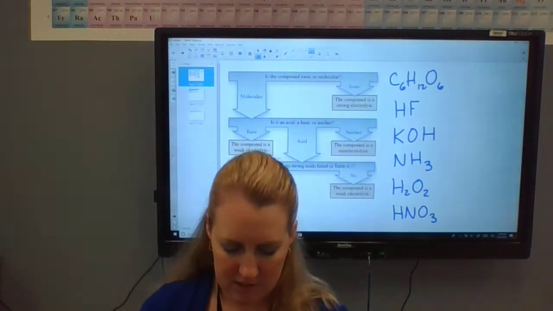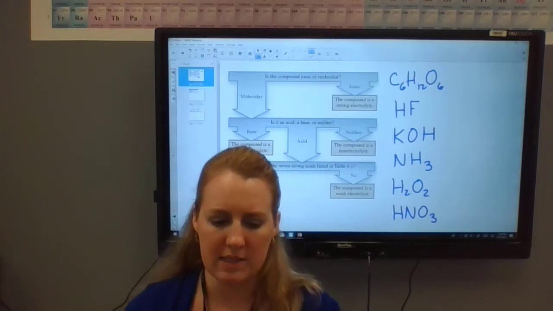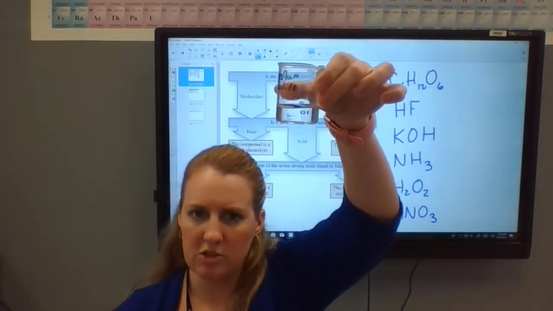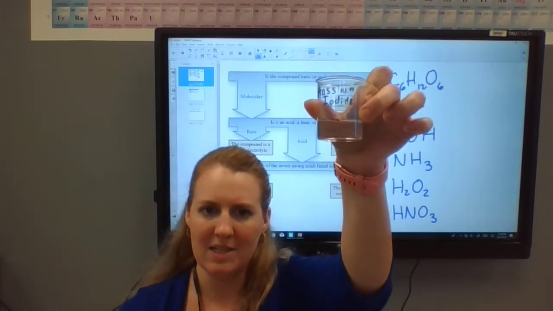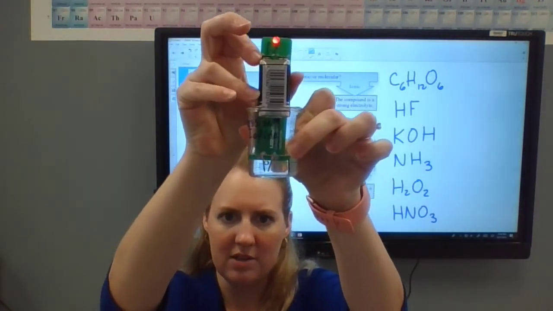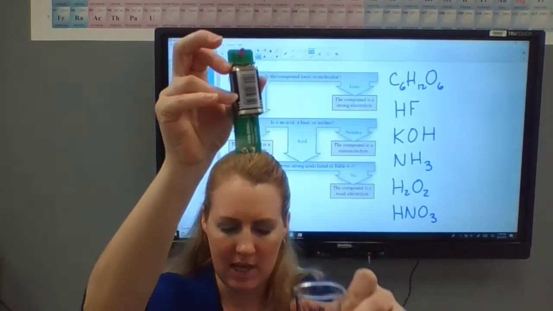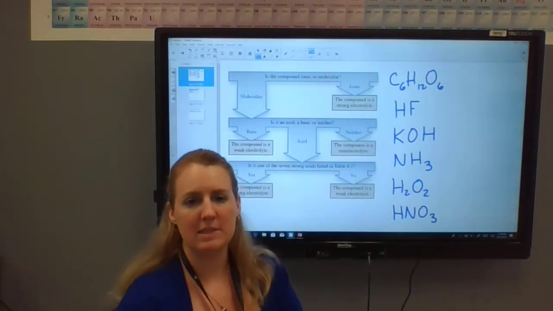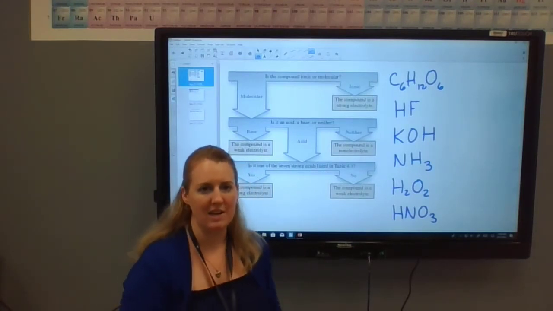But if I pick a solution that is an electrolyte, so here I have some potassium iodide. Looks like water, looks just clear, like there's nothing there, but it has something dissolved in it. It has potassium ions and iodide ions. Now when I put that solution in there, see how it lights up? Because that solution is an electrolyte and it is able to conduct electricity through it because of the ions. So you have to have a solution that will produce ions in water.